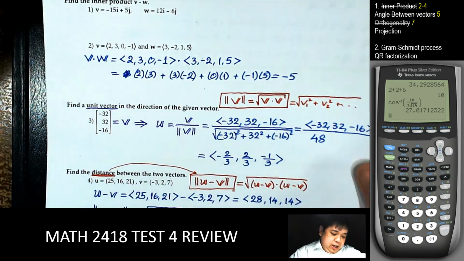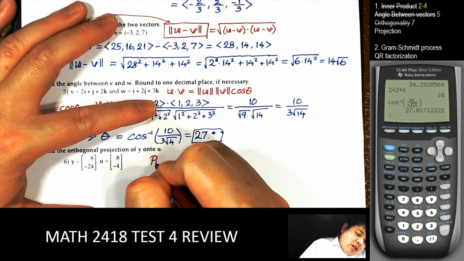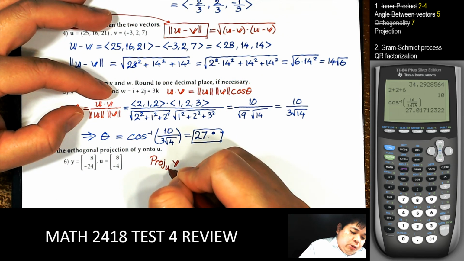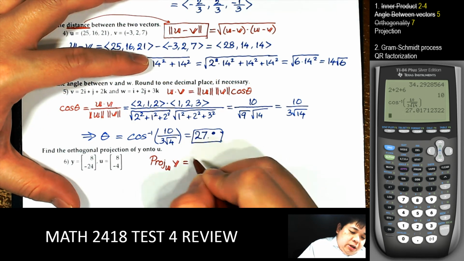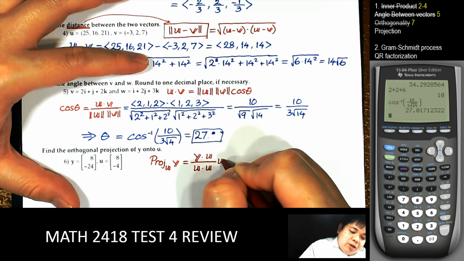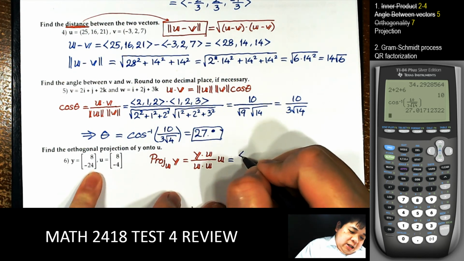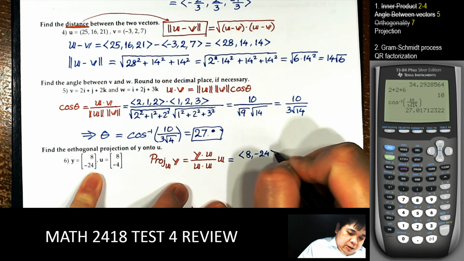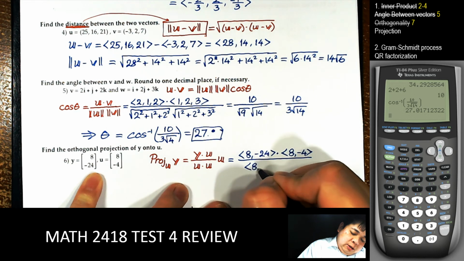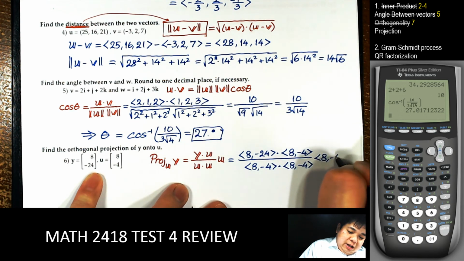We go back to number 6, orthogonal projection. So the notation: the projection of a vector, let's say y onto u, is equal to the dot product of y with u over the dot product of u and itself, times u. Right? So y is 8 and negative 24, dot with u, which is a and negative 4, where a is 8.